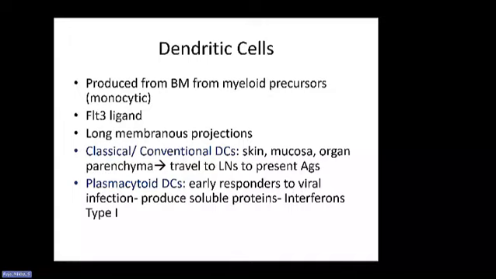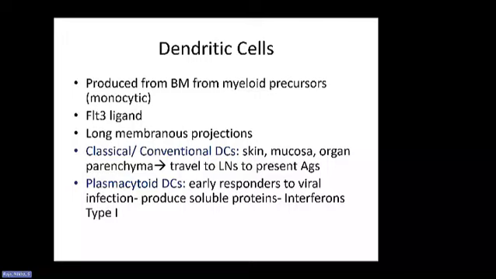They are present in the tissues, and they are pretty much waiting to use those projections to sample what's around them. And if they come across something substantial, they will process it. They travel to the lymph nodes to present those antigens to the T cells, so they are antigen presenting cells.